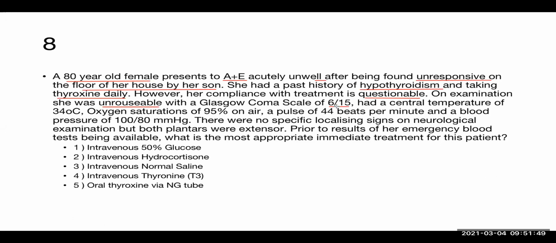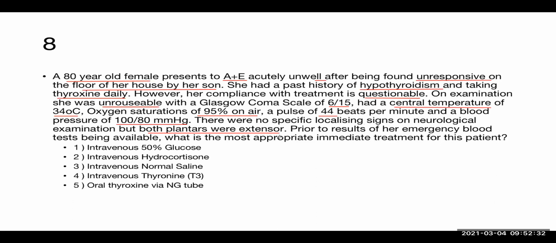Now in this case it is 6, and one important point we know already: if the Glasgow Coma scale is less than 8, the person is usually in coma. She had a central temperature of 34 degrees centigrade only. She is hypothermic. Oxygen saturation is 95% on room air, that's fine. Look at how bradycardic she is, pulse just 44. Severely bradycardic. And a blood pressure of 100/80. Not hypotensive, not hypertensive. She is normotensive.